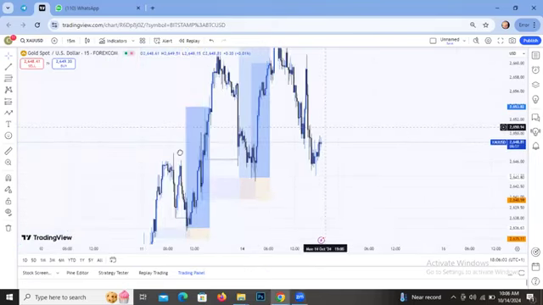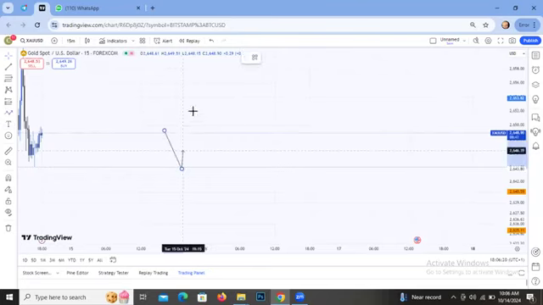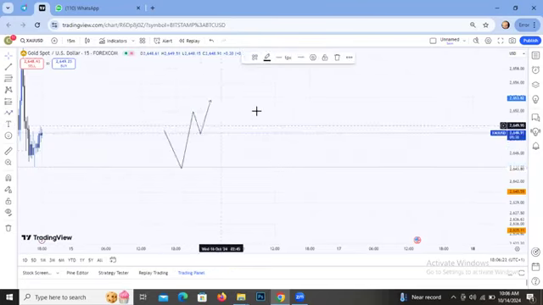So breaker block now. Breaker block is our second PD array. I explained the first one, the way I use it, which is the order block together with the liquidity. So now, what I'm trying to explain is the breaker block, on how you trade breaker block. And what is the breaker block now?